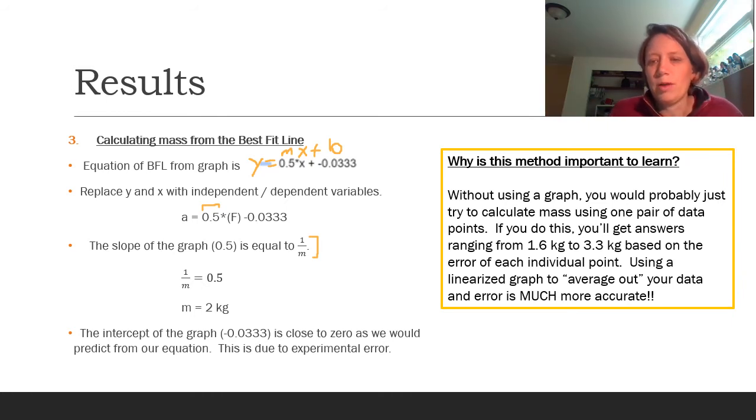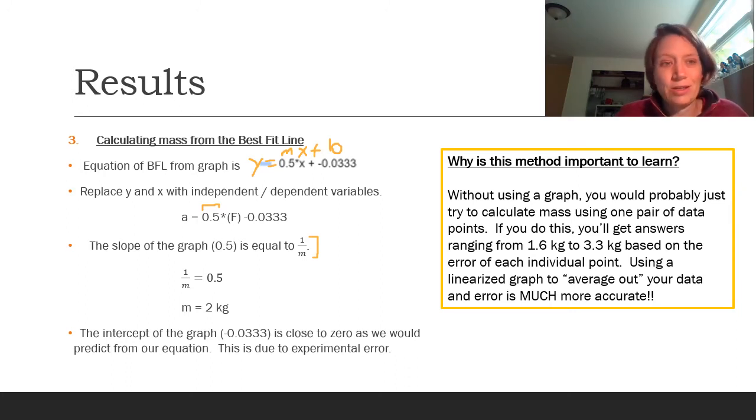Why did we go through all this? Well, without using a graph, you'd probably, like I said, just try to calculate mass using one pair of data points. If you did that with all the data that we had a couple slides ago, your answers are somewhere between 1.6 kilograms and 3.3 kilograms, based on whatever data point you happen to choose and the error with that particular data point. Using a linearized graph, you average out the error for all of your data, and you get a much more accurate result without any outliers. So in any case, this is a really important method for scientists to learn.